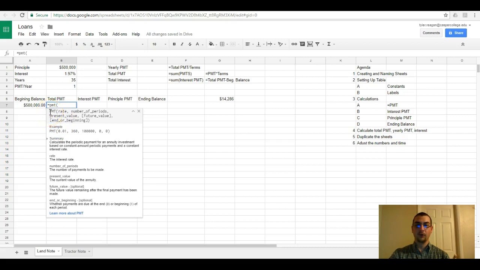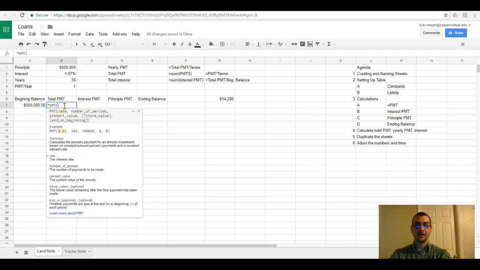So the payment formula asks for the rate, which is the interest rate, the number of periods, so how many times you will make a payment, and the present value of that loan. So in this case, that present value is going to be that principal amount. And then it has some other stuff that we're not really going to deal with.